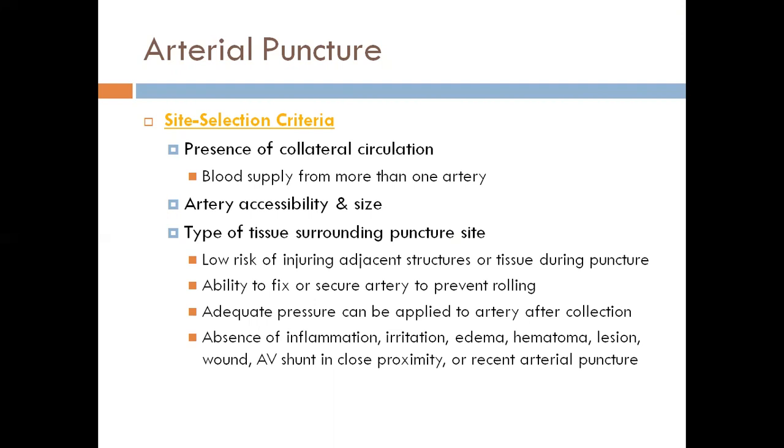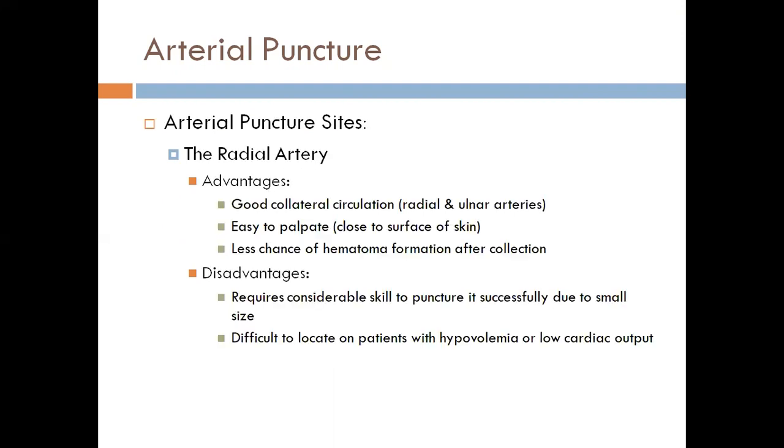And now, let's proceed on discussing the advantages and disadvantages of choosing this site over this site. And let's start with your radial artery. Okay, so I mentioned earlier that your radial artery is the first choice and the most commonly used site for performing arterial puncture. Okay, so why is it the first choice or the most commonly used site? What are the advantages of choosing this site over your femoral and over your brachial?